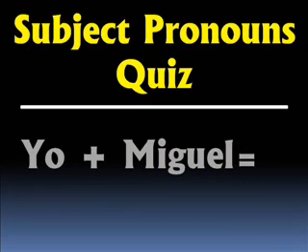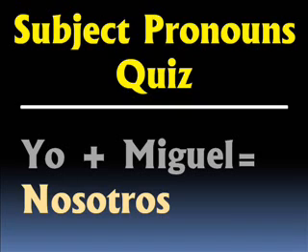Okay, I got a trick one for you now. Let's say, yo y Miguel. How would you conjugate the verb, or what subject pronoun would you use to say yo y Miguel? Nosotros, because it becomes we. Miguel and I is we.